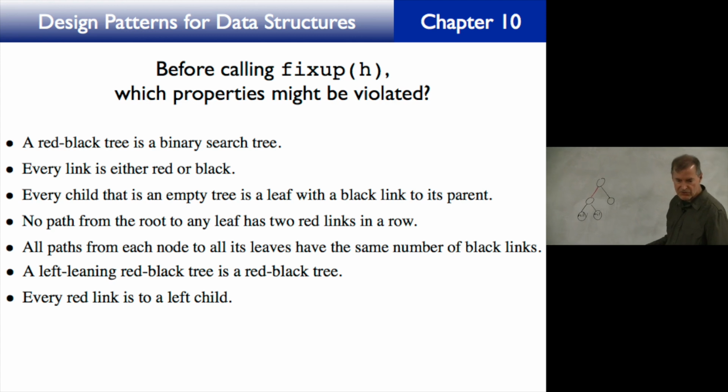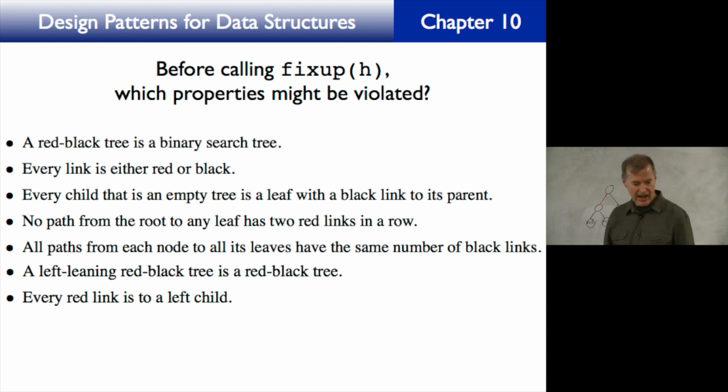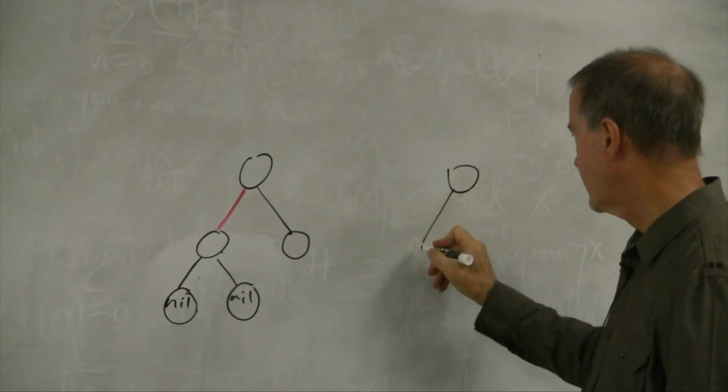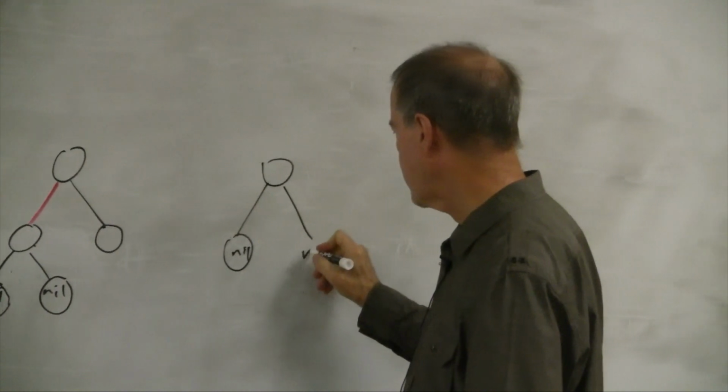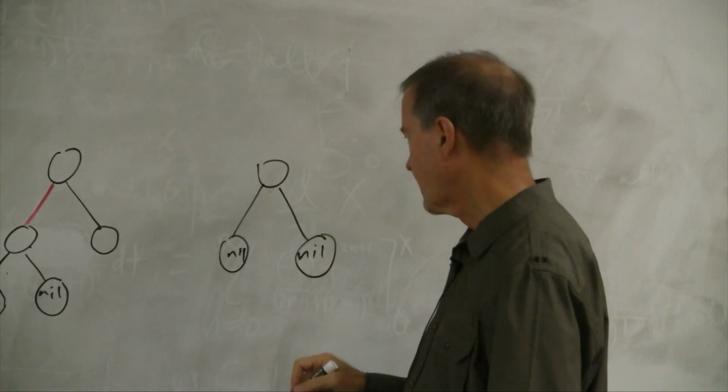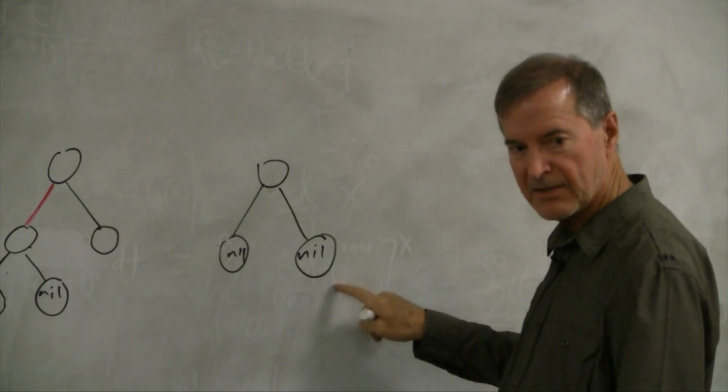So all paths from each node to all its leaves have the same number of black links. What about that? It's fine. I think that's fine because when we inserted this, if you insert a red one, it doesn't count. So that one's fine. And how about every red link is to a left child? Maybe. Every red link is to a left child. What about that one? It might not be. How could that happen? This could be nil. This could be nil. And if you add it, it might need to be added here.